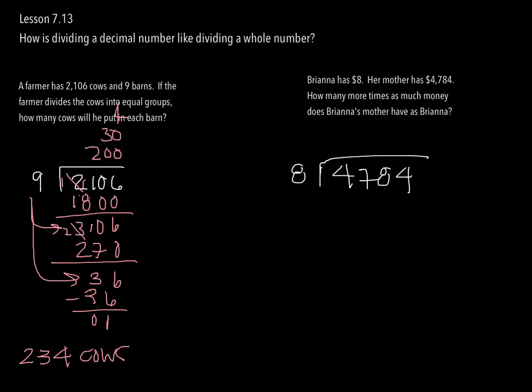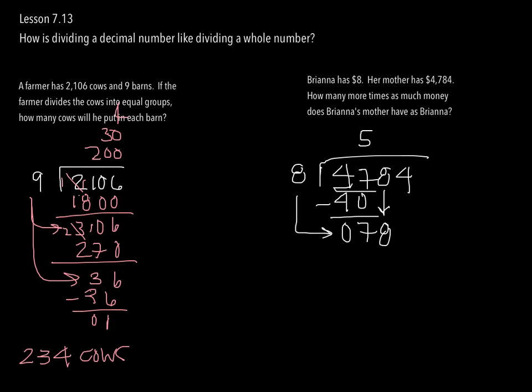Okay. So first, how many 8s in 4? None. How many 8s in 47? Well, that's going to be 5. 8 times 5 is 40. Multiply, put answer on top. Multiply, put answer on bottom. Now I'm going to subtract 7, 0, and then I'm going to bring down the next number, which is the 8. Now, how many 8s in 78?